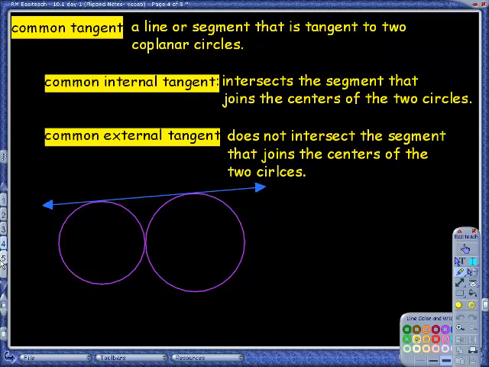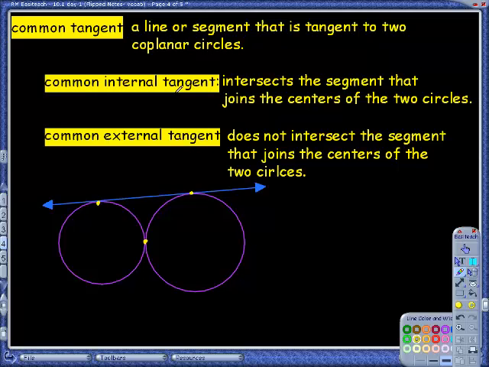When we talk about common tangents, we're talking about tangent lines that are common to 2 coplanar circles. So I have an example here of 2 circles. They actually don't have to be touching, but in this case they are. They have a point in common, but they also have a line that is tangent to both of them that touches both of those circles at just 1 place.